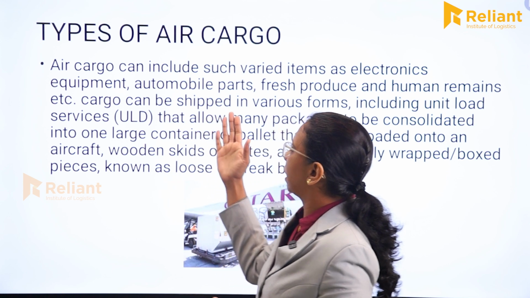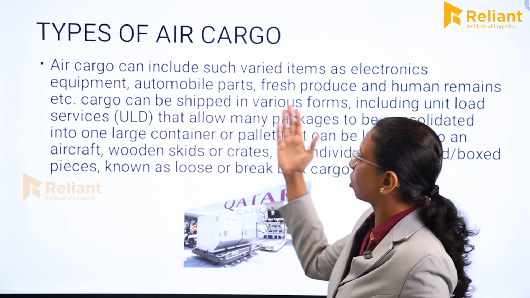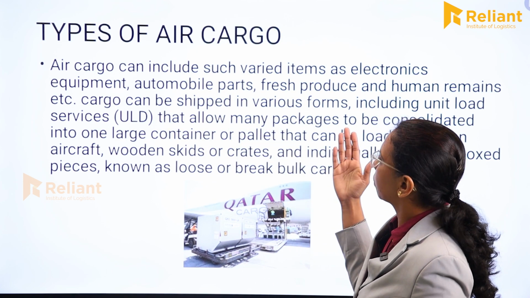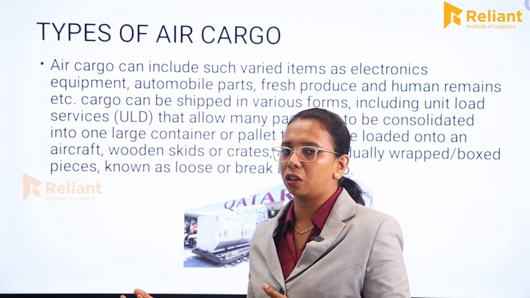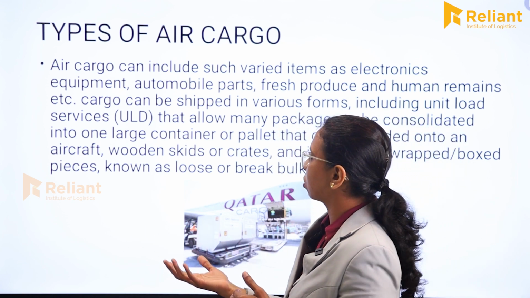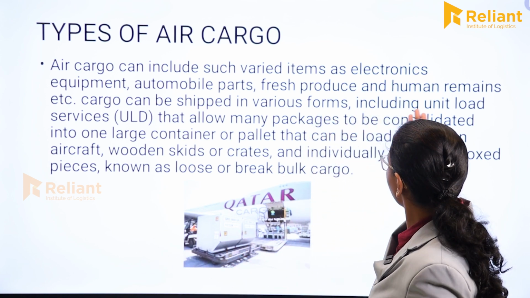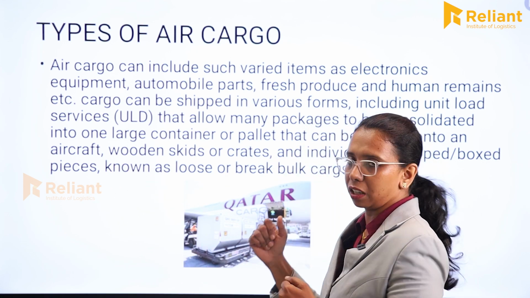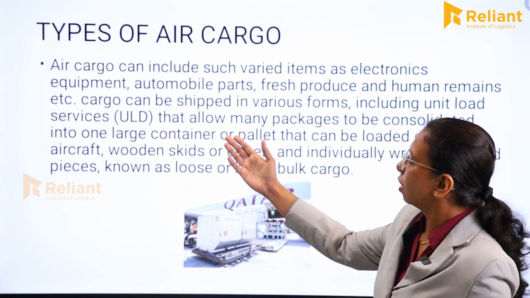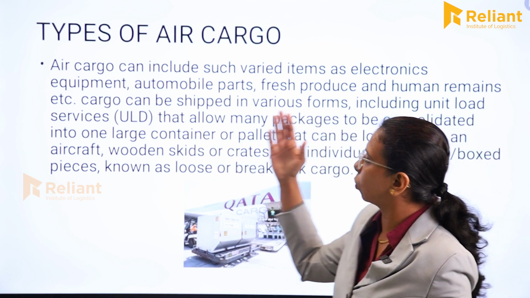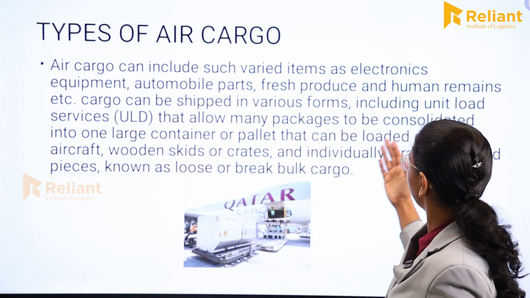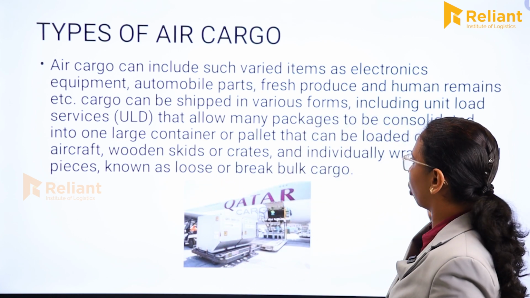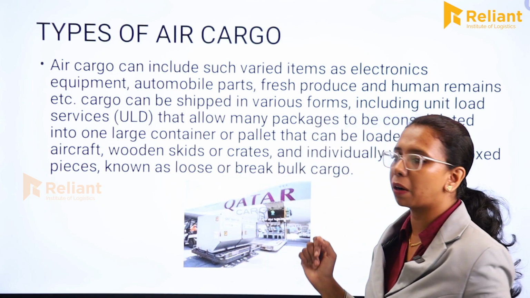Here we can see air cargo can include varied items such as electronic equipment, automobile parts, fresh produce and human remains, etc. Cargo can be shipped in various forms. So there are different types of cargo, and it is transported in various forms with the help of different equipment. Various forms include the unit load device, which plays a major role in the transportation of air cargo. We will see later what a unit load device is; it allows many packages to be consolidated into one large container or pallet that can be loaded onto an aircraft. Other forms are wooden skids or crates, and individually wrapped pieces or boxes known as loose or break bulk cargo.